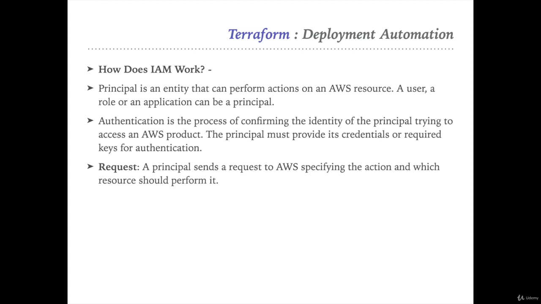Then the third component is the request. A principal sends a request to AWS specifying the action which should be performed on a resource. So whenever any principal wants to access or perform any action on an AWS resource, the principal will send a request. In that request, the principal will specify the credentials, the resource, and also the type of action it wants to perform on the resource.